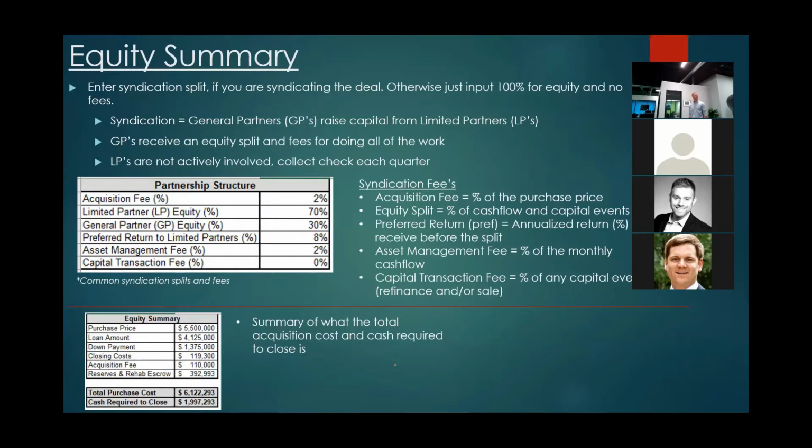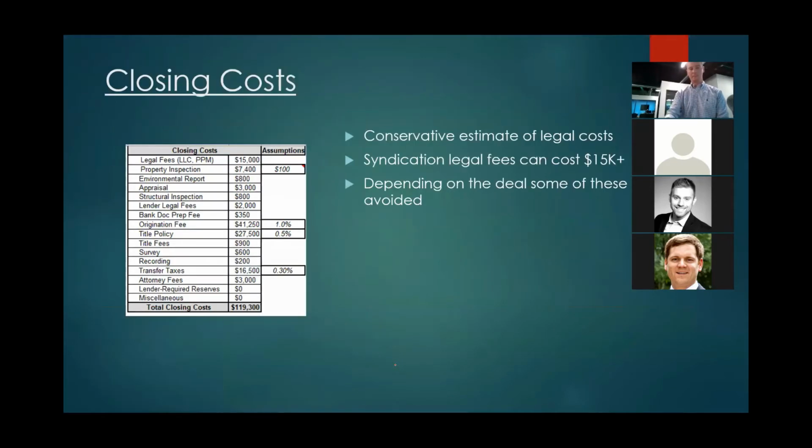So then you come to your equity summary down there. This will give you a snapshot of the total purchase cost after we factor in our mortgage, closing costs, the fees, our reserves and rehabs. How much money do we need to close? What is the total cost to buy this deal? As we go forward, you're going to see that we start adjusting numbers, and that's going to change as we do that.